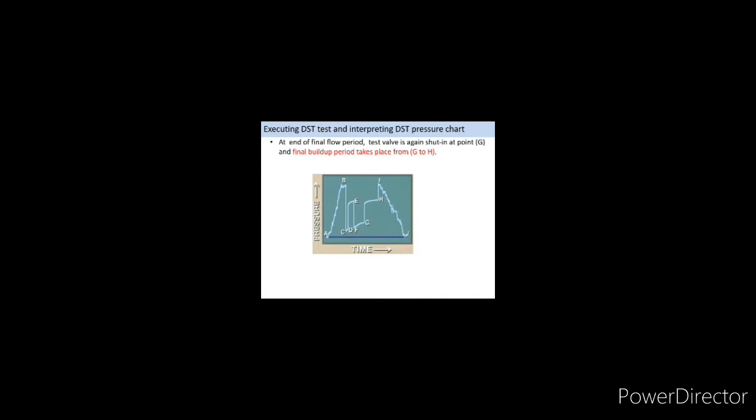Like if they want a deep radius of investigation, I mean to say very deep parameters of the reservoir, like what is the permeability, what is the radius of investigation, and if there is any fracture at large, that can be known from this curve. That is from G to H.